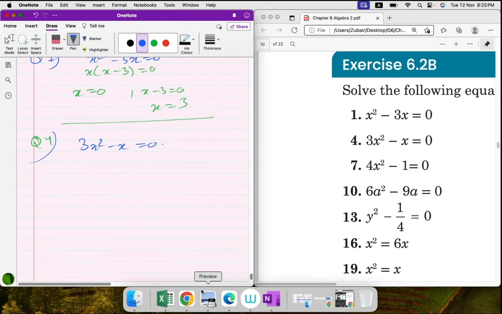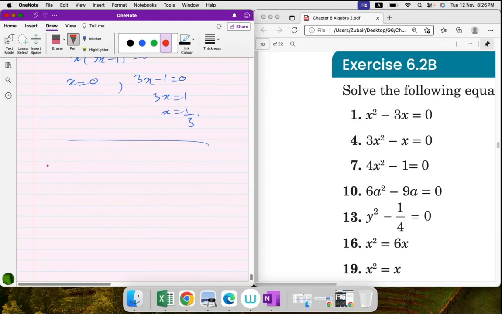So where you will take x as common, and then x is equal to 0 and x is equal to 1 by 3. Correct. x common, 3x minus 1. First factor equal to 0, second factor equal to 0. 3x equals 1, x is equal to 1 by 3.